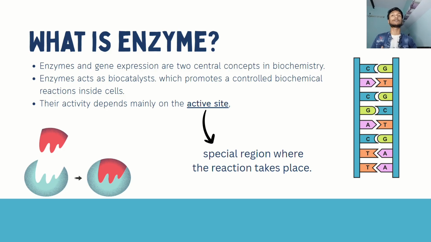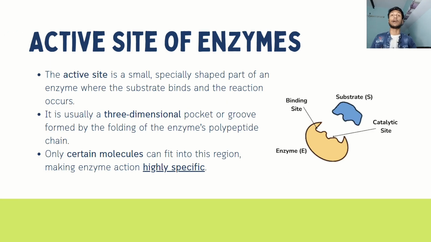The active site is a small, specially shaped part of an enzyme where the substrate binds and the reaction occurs. It is usually a three-dimensional pocket or groove formed by the folding of the enzyme's polypeptide chain. So only certain molecules can fit into this region, making the enzyme's action highly specific. As you can see, here is the diagram in the slide. So it is an enzyme, its substrate, binding site and catalytic site. What the binding site and catalytic site are, we will surely discuss later.